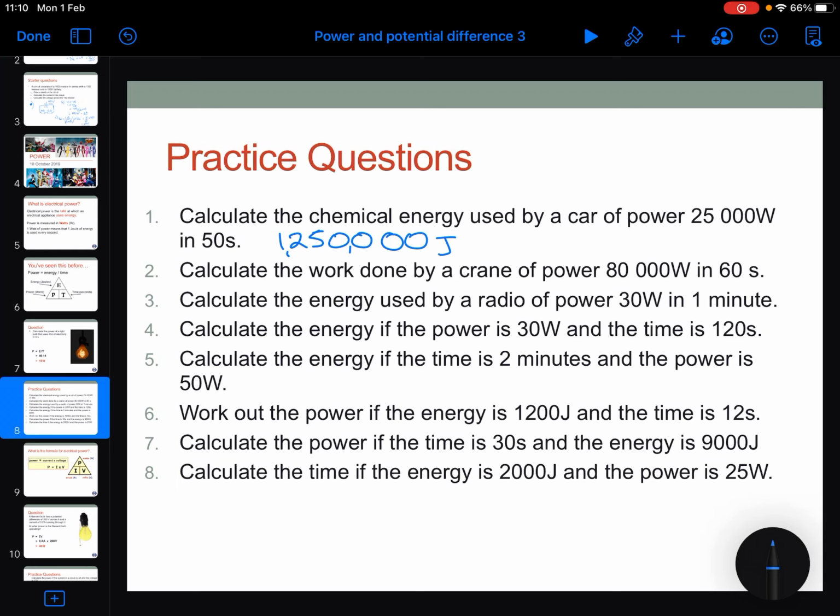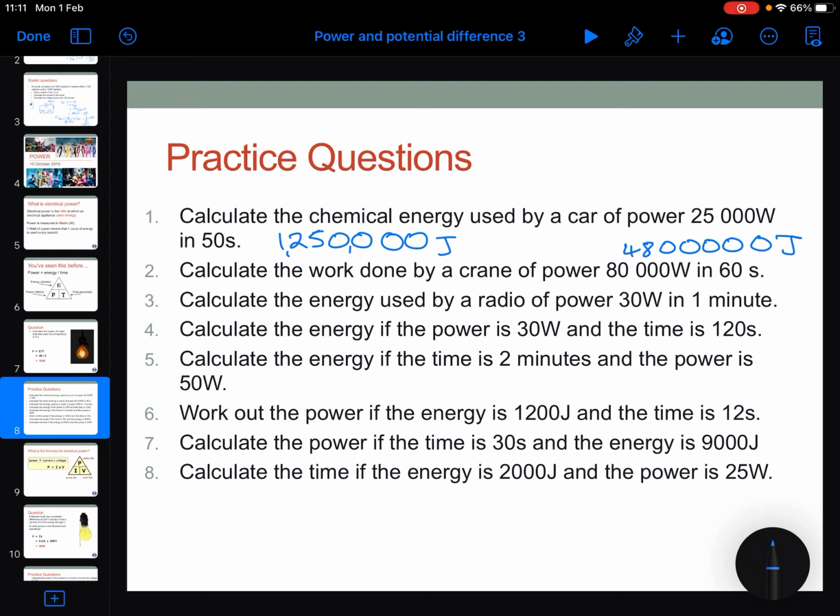Calculate the work done. Again, it's just a type of energy. Do not freak out about this. Energy is power times time. So 80,000 times 60. So what's that? 4,800,000. Hang on, where are we? So I had 4 zeros, 1, 2, 3, 4. Yep. That's how I do it in my head. I kind of make sure I put enough zeros.